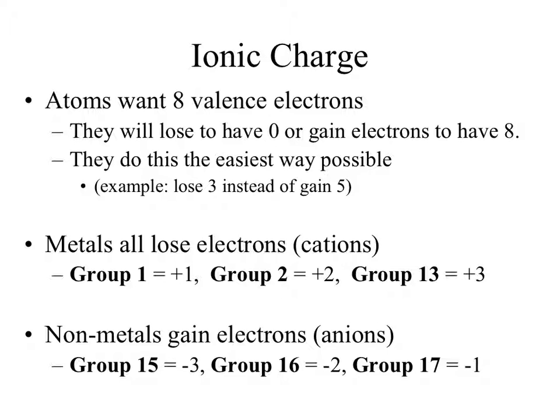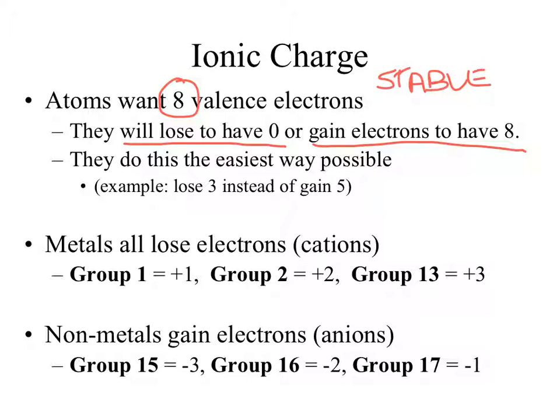To figure out the charge that an atom gets when it becomes an ion, we have to know one thing: atoms really want 8 valence electrons. When they have 8, they're more stable, they have less energy, they're lower energy, and they're much happier. So atoms will either lose electrons so that the outer energy level goes to 0, or gain electrons to get those 8 valence electrons.